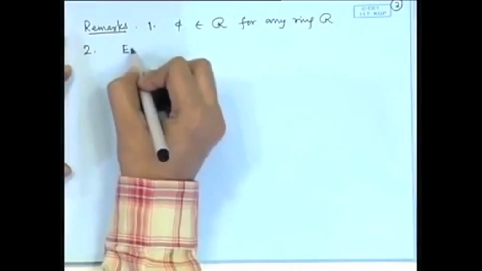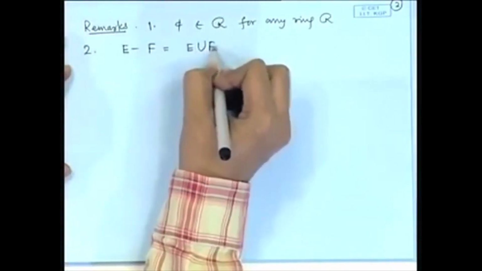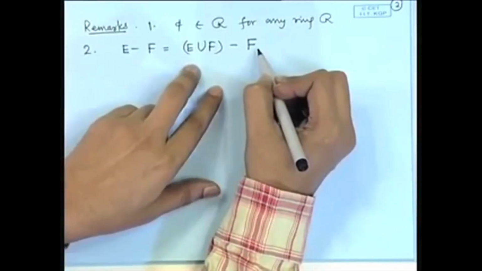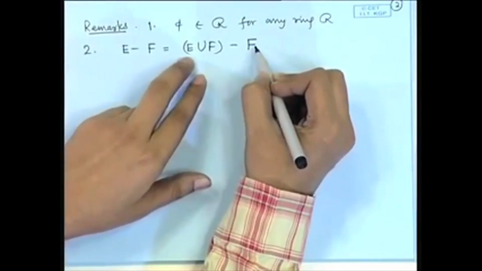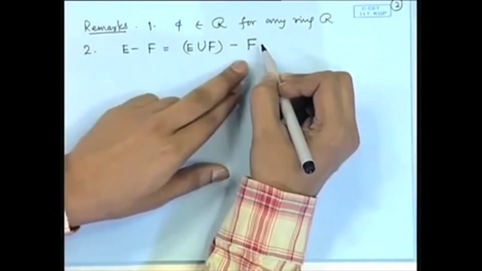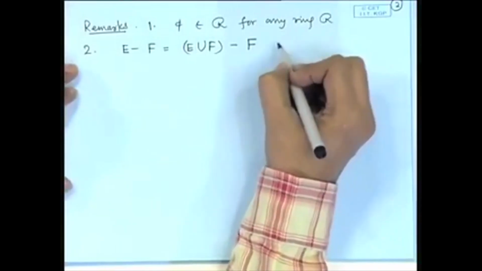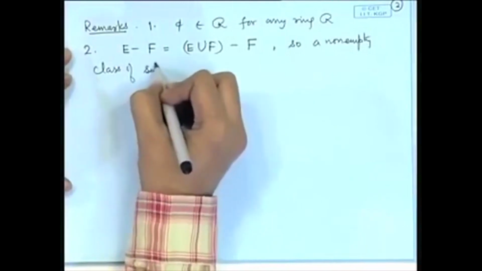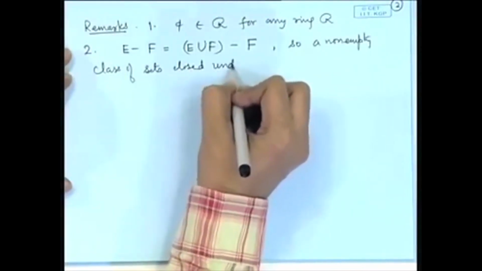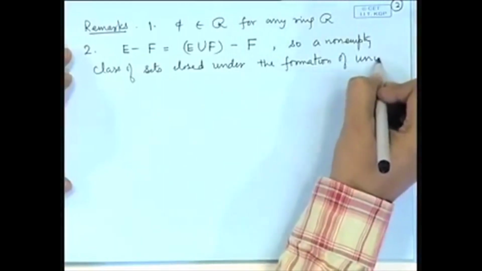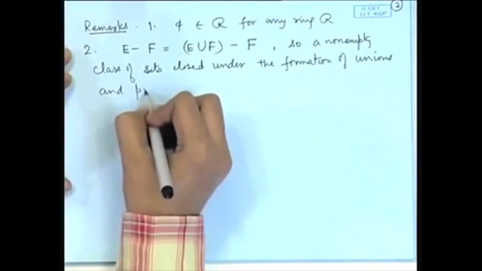If I write E minus F as E union F minus F, then you can see that E union F will certainly include F, and if E is any non-empty set, then E union F is going to be larger than F. That means F will be a proper subset of E union F. So, it follows that a non-empty class of sets closed under the formation of unions and proper differences is a ring.